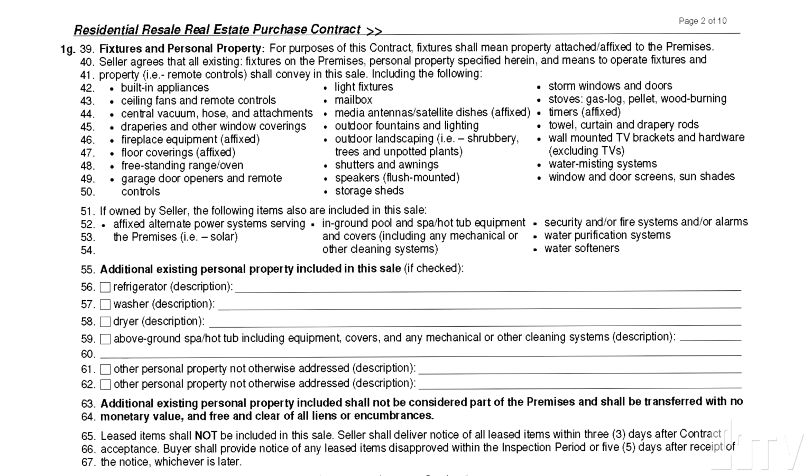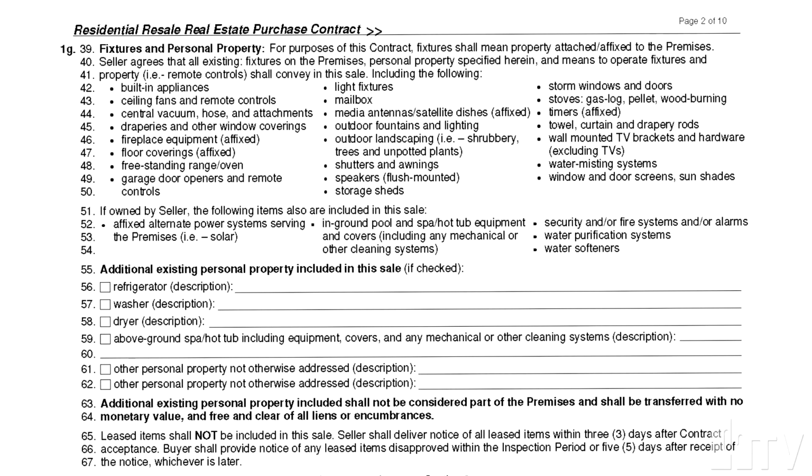I think it's important to understand and read and reread the feeder line, the 39 through 41. For the purposes of the contract, fixtures shall mean property attached, affixed to the premises. Seller agrees that all existing. Existing should probably be in bold and flashing lights, because how many keys is that? How many keys to the house? How many garage door openers? However many they had in the beginning. Existing. And so it modifies the balance of that string on line 40.